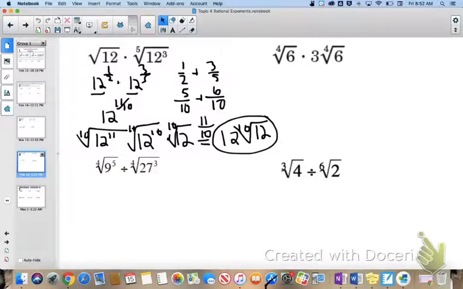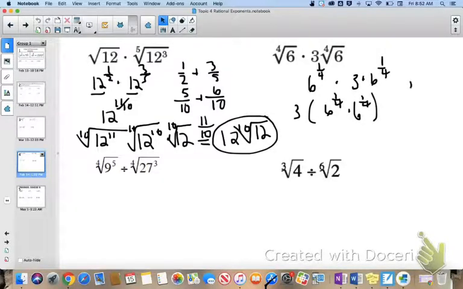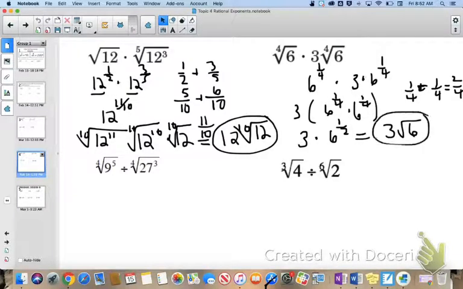Okay. The next one. 4th root of 6 would be 6 to the 1/4 times 3 times 6 to the 1/4. Now, I'm just going to move this 3 out in front, and I'm going to focus on 6 to the 1/4 times 6 to the 1/4. When we are multiplying, we add the exponents. 1/4 plus 1/4 is 2/4, which is 1/2, right? So it's going to be 3 times 6 to the 1/2, or 3 root 6.